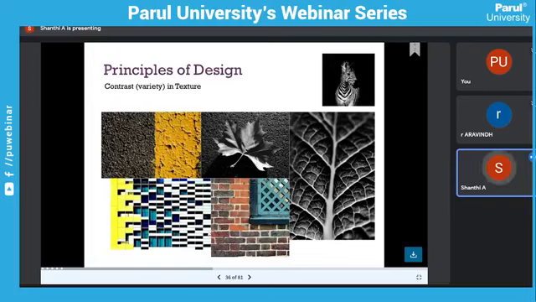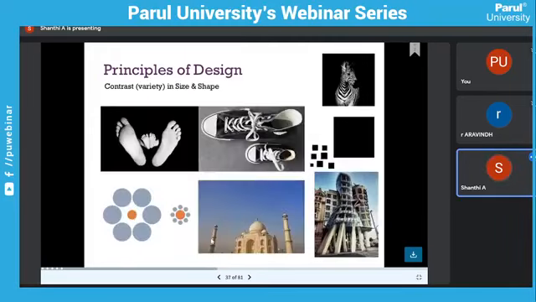So this is again contrasted. This color is contrasting to this, a warm color, cool color arrangement. This is a proper arrangement. This is arranged horizontally, and this is arranged diagonally. So they have contrasted the arrangement and placement of the elements itself.